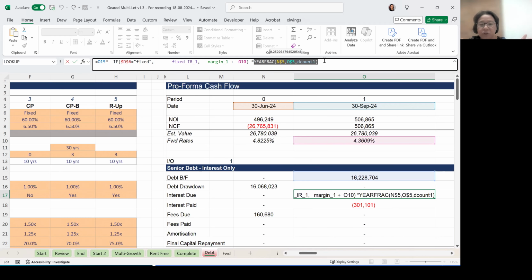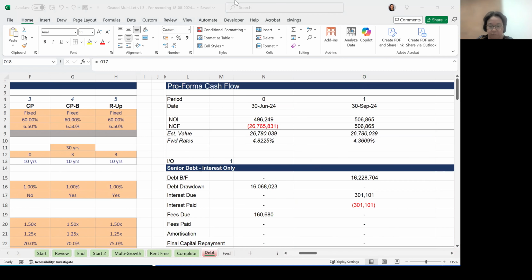But in simple terms, the year frac means that if it is an annual cash flow, it's going to be 1. If it is a semi-annual cash flow, it's going to be 0.5. If it's quarterly, it's going to be 0.25. And if it's monthly, it's going to be 1 divided by 12. Okay, so that's the idea of year frac, because you're not going to pay 6.5% every cash flow. It's going to be paid every quarter, monthly, and so on and so forth.